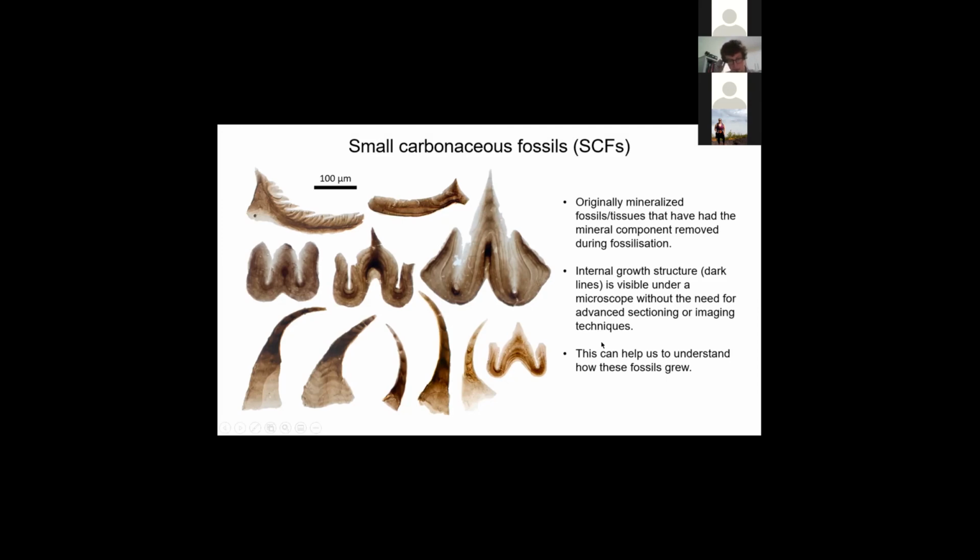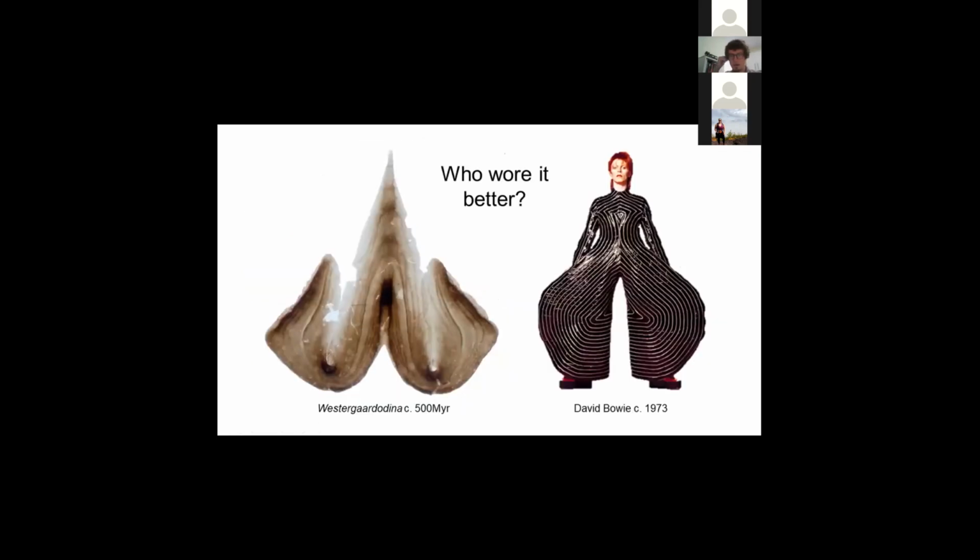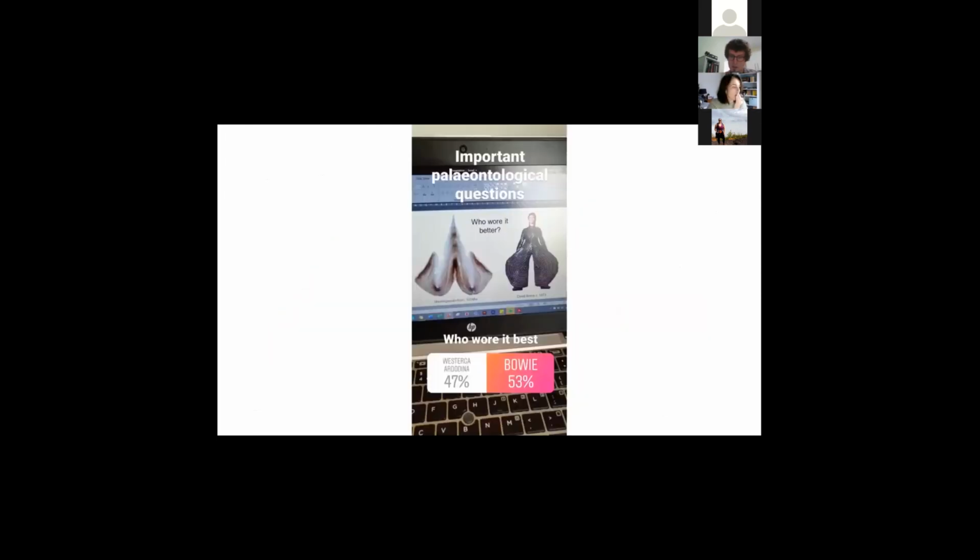So that's me pretty much done, but I just want to leave you with this element in particular and ask the question, who wore it better? Because I think it's a pretty close call. And in fact, I polled the people of Instagram, and Bowie just edged it with 53% of the vote. So it would be interesting to see what the reaction from this group would be for this.